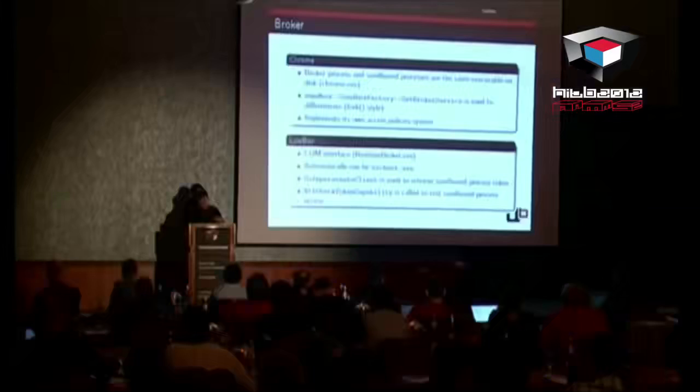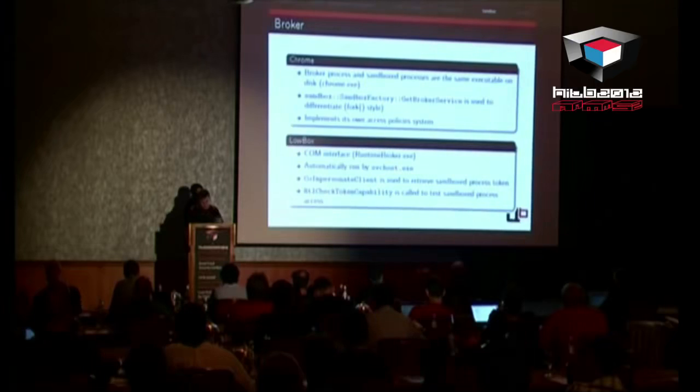And to perform the test, to know if the sandboxed process has the right capabilities, they have to impersonate the client to retrieve the process token, then revert to self and call this new function, check token capabilities. This function basically does a call to NtAccessCheck to see if the process token has the right capability SID.